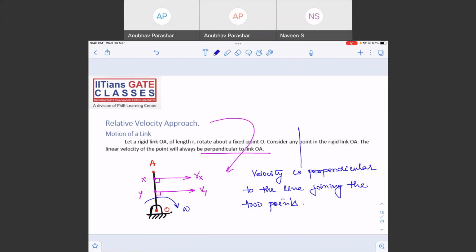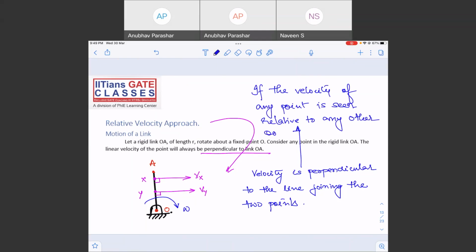And to be a little more precise, we can say: if the velocity of any point is seen relative to any other point in a rigid link, the velocity will be perpendicular to the line joining the two points.